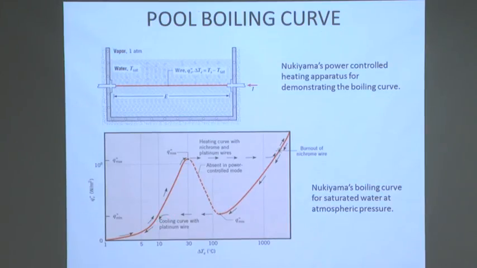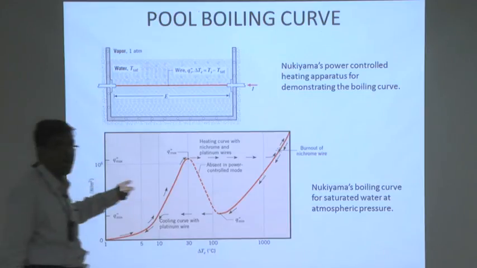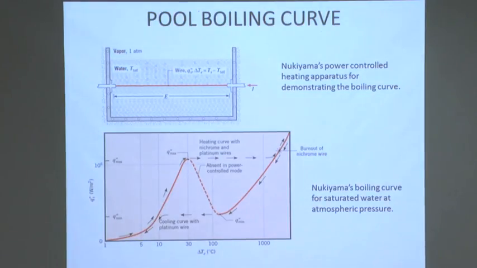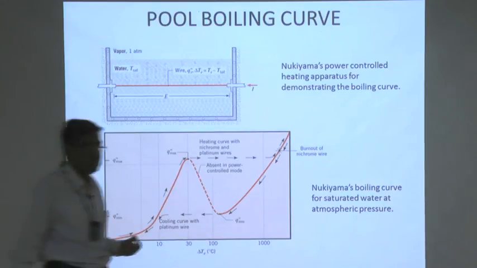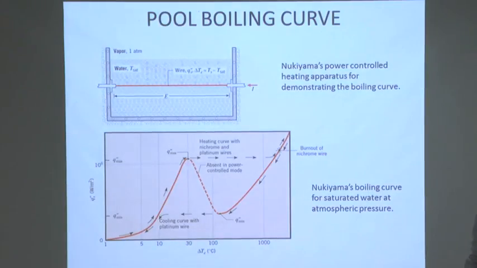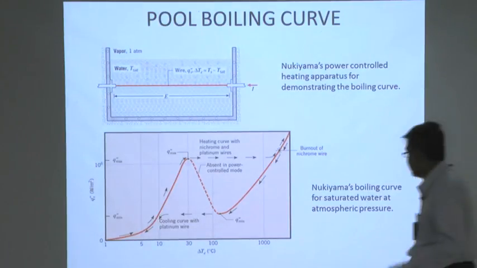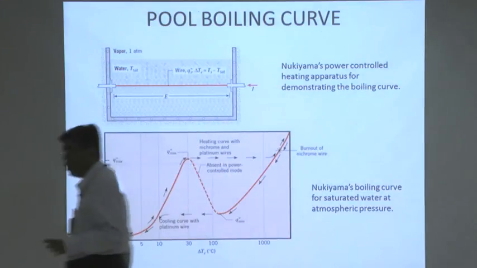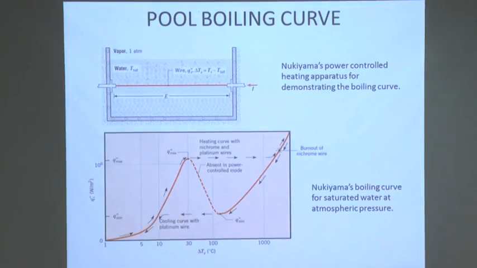So this experimental curve, where we miss the part and have the hysteresis, is solely due to this power control method of doing the experiment, because there is no other way by which we can do the experiment with an independent control of the source temperature, which we can vary at a very small resolution. Is it clear to all of you? I think that this ends our discussion on boiling. Is there anything on boiling heat transfer?